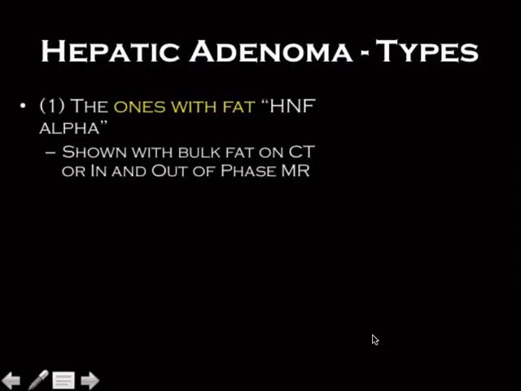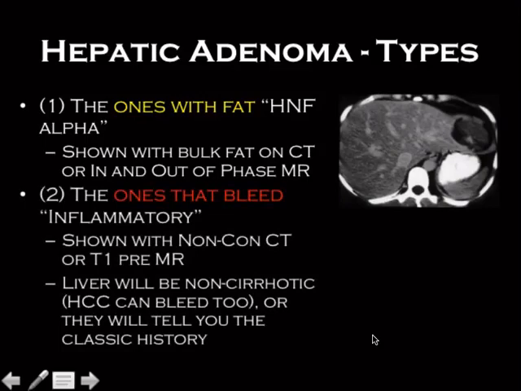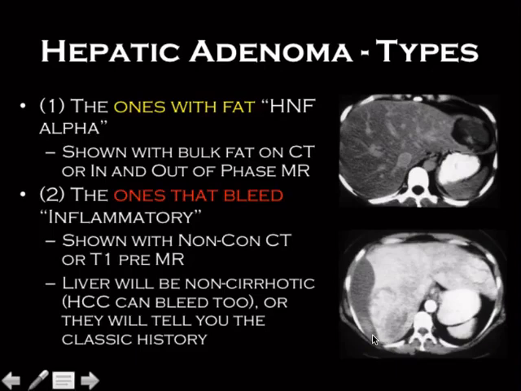So there's actually a couple different subtypes. You have the ones with fat, and they like to show this on in and out of phase imaging. Okay, you've got the ones that bleed, the inflammatory ones, and these are the ones that are going to have like a subcapsular hematoma, non-cirrhotic. Remember, if you see a big bloody mass, you got to think HCC. But so a big bloody mass in the liver of a cirrhotic is an HCC. A big bloody mass and like a young person on birth control is a hepatic adenoma. Portal vein thrombosis, spontaneous. You got to think about HCC also, especially in a cirrhotic.